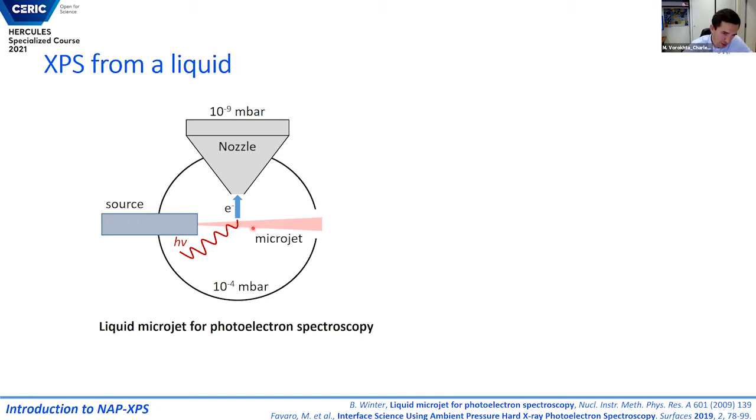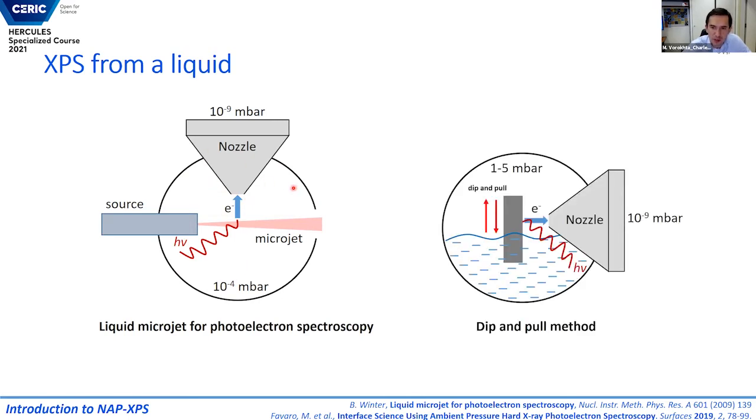Of course, you have a kind of dynamic system, so the particles are continuously moving in the jet. This configuration is good because of this direction of liquid movement inside the chamber. The result is that you have only a relatively low vapor pressure around the jet. So it's 10⁻⁴.